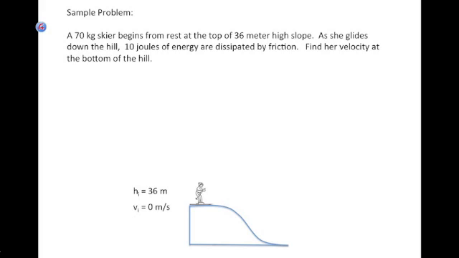As she glides downhill, 10 joules of energy are dissipated by friction. So we know that when she gets to the bottom of the hill, 10 joules of energy have been dissipated, so we record that information. We need to find her velocity at the bottom of the hill. If she's at the bottom of the hill, then the position at the bottom of the hill is h equals 0. So we have all of these variables now to work with for the problem.